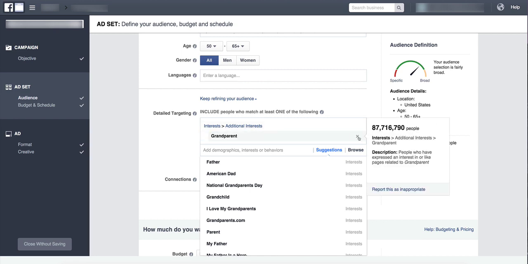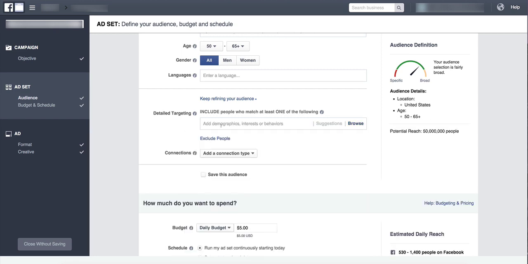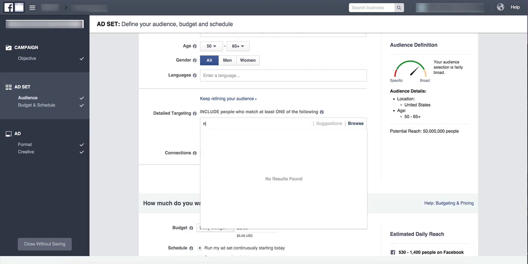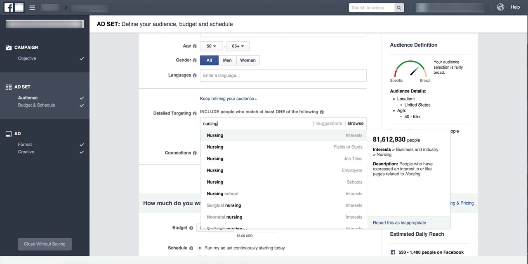All right, let's look at another niche for another broad keyword. How about nursing? Let's say you're trying to target nursing. There's a lot of stuff for nursing, but you'll notice you've got fields of study, jobs, employers, schools. Keywords are interests. I call them keywords; Facebook calls them interests. Look at this, 81 million people associated with nursing. That's huge. It's massive.